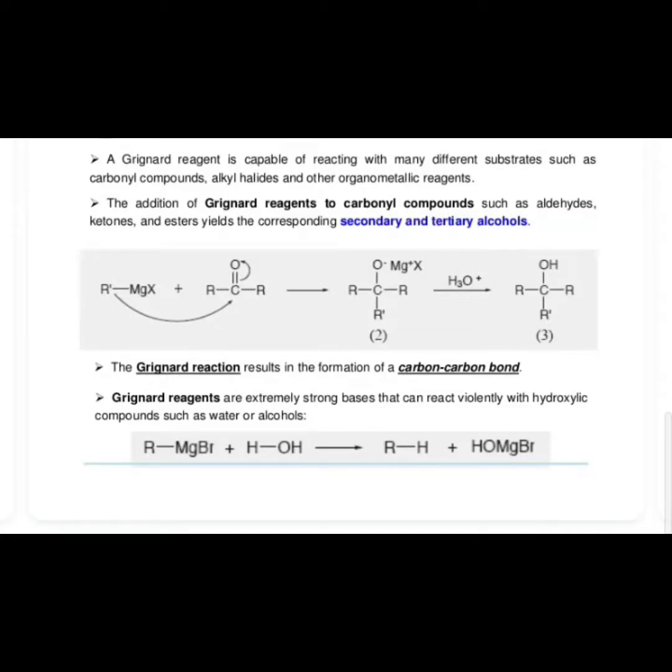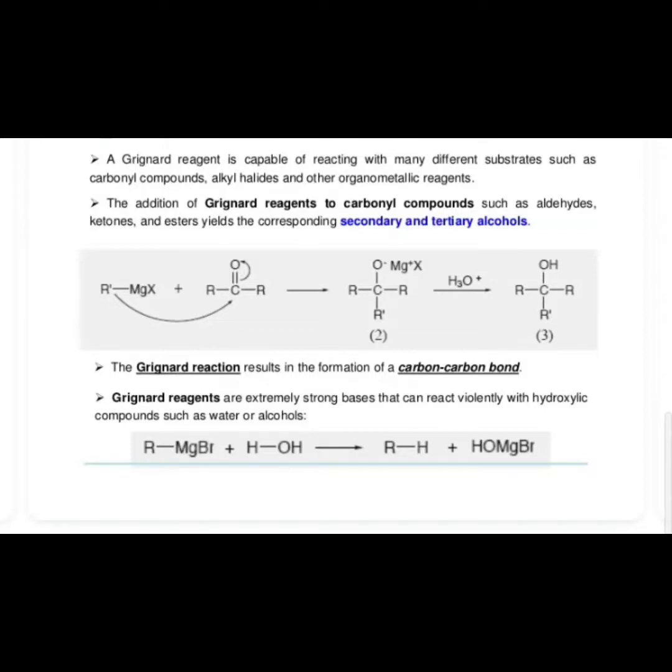The negative charge will act on an electron-deficient site, and here you can take any electron-deficient site such as a ketone or aldehyde. Here the reaction is carried out with a ketonic moiety, such as a carbonyl compound. This is the carbonyl compound, or the reaction can be carried out with alkyl halides or other organometallic reagents. So you can carry out the reaction with different types of substrates.